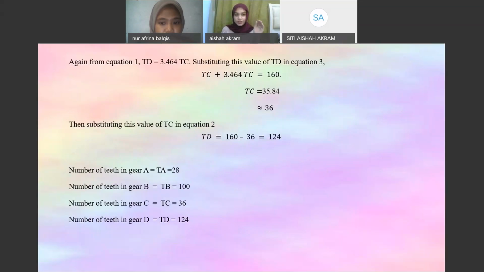And again, we refer to equation 1. We substitute the value of TD in equation 3, so we get the value of TC, which is 36. And then we substitute this value of TC in equation 2, and we get the value of TD, 124. So lastly, we got all the numbers of teeth in each gear, as shown in the slide.